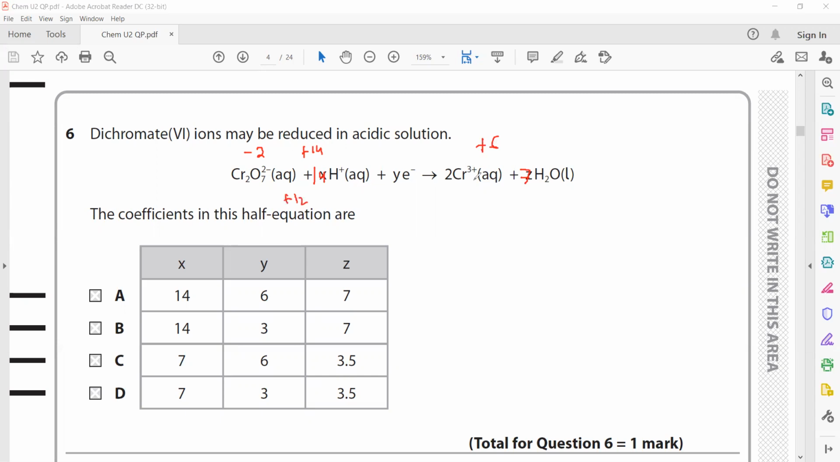So we want to reduce it to plus 6. So we should add electrons. And how many electrons? There should be 6 electrons. So the value of x should be 14, the value of y should be 6, and the value of z is equal to 7.